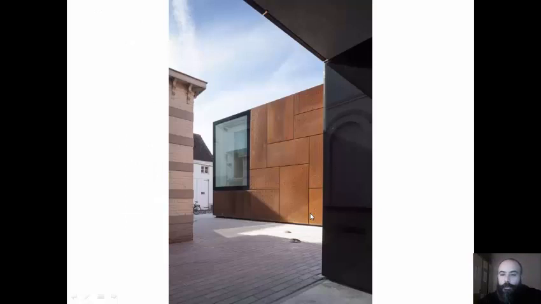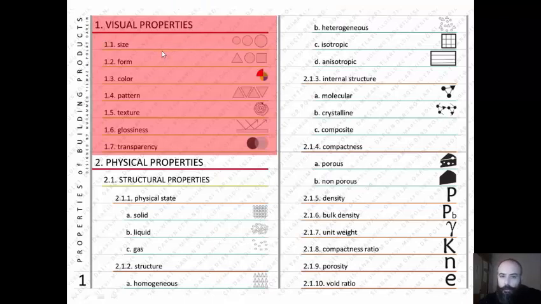So, which properties should we consider when we are choosing a proper product for this facade? First of all, we have to consider the visual properties, of course. We have a definite size, form, color, glossiness, texture, and transparency for this material. We need to consider our material options, product options, and choose the closest one for our aesthetical preferences.